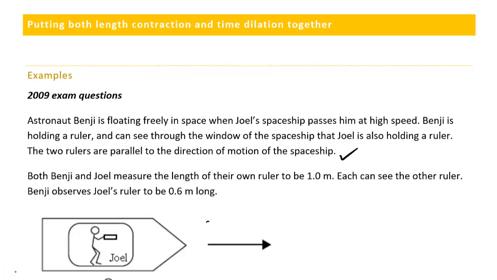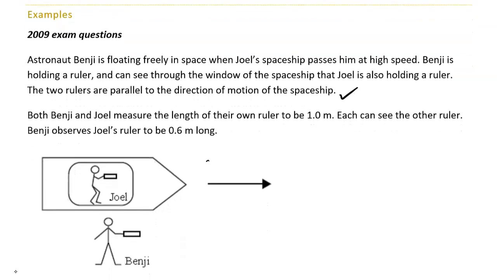Let's now do some relativity examples that look at length contraction or time dilation, or perhaps a mix of the two. The first one we're going to be looking at is a 2009 exam question. It's specifically examination 1, back when there were 2 sets of exams.